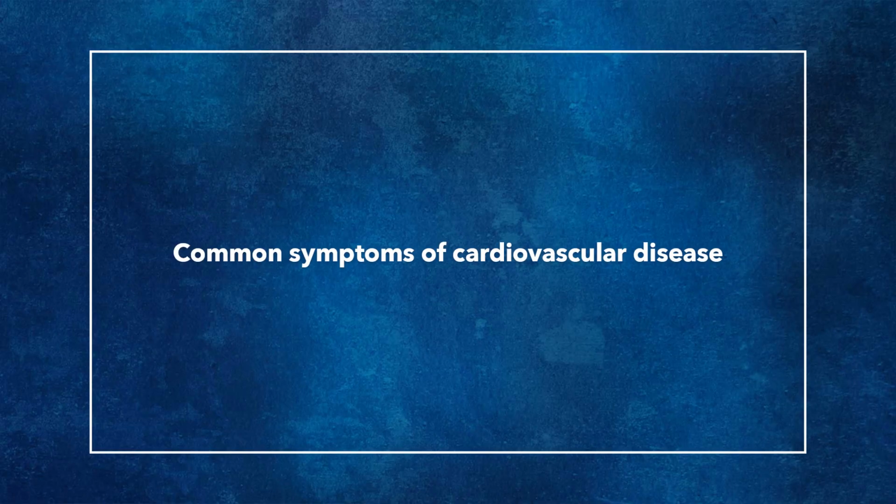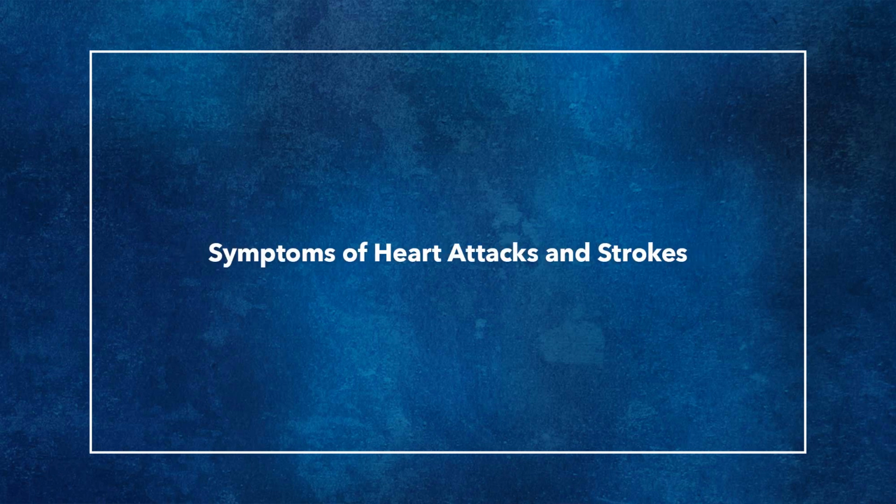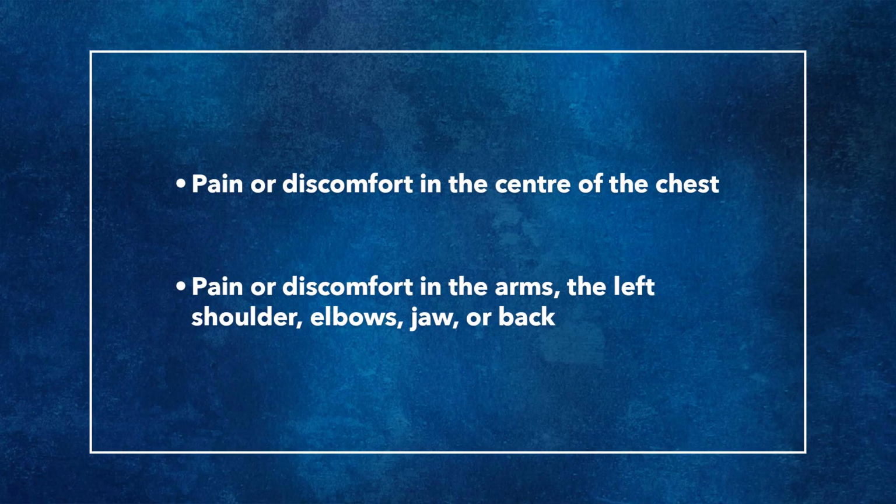Let us now discuss the common symptoms of cardiovascular disease. Specifically, symptoms of heart attacks and strokes. Often there are no symptoms of the underlying disease of blood vessels. Heart attack or stroke may be the first sign of underlying disease, and the symptoms include pain or discomfort in the center of the chest, pain or discomfort in the arms, the left shoulder, elbows, jaw, or back. In addition, the person may experience difficulty in breathing or shortness of breath, nausea or vomiting, lightheadedness or faintness, a cold sweat, and turning pale.